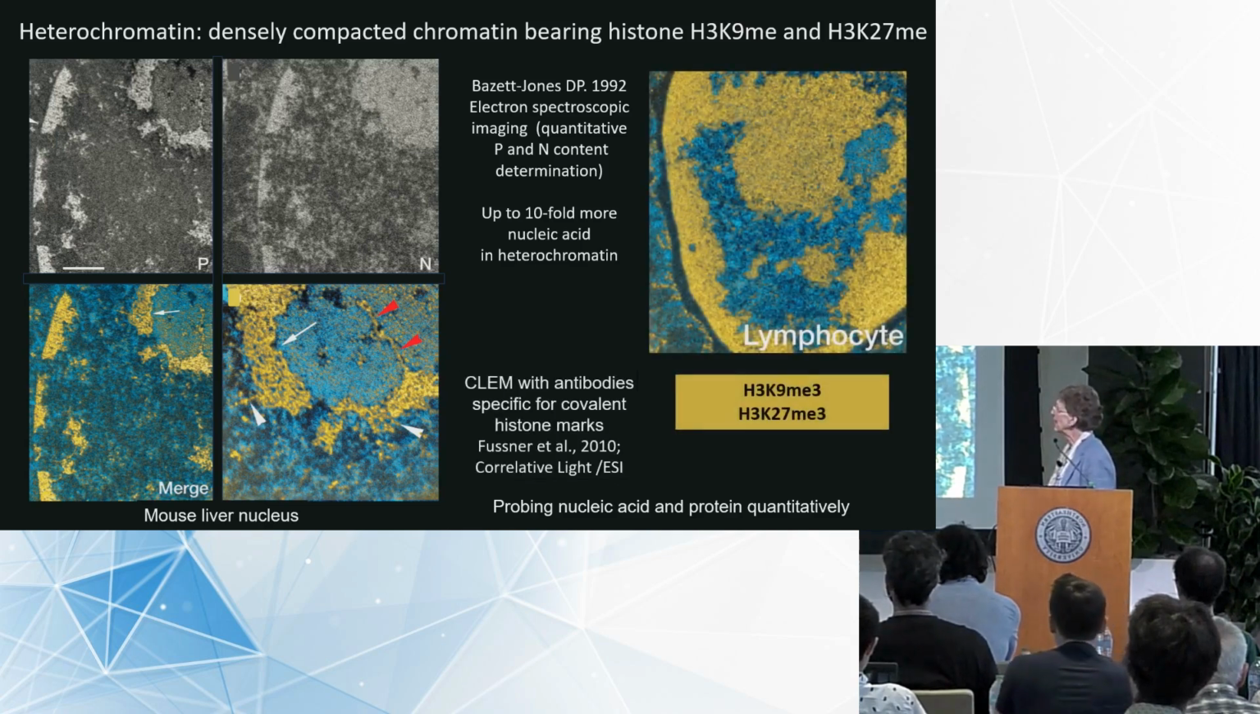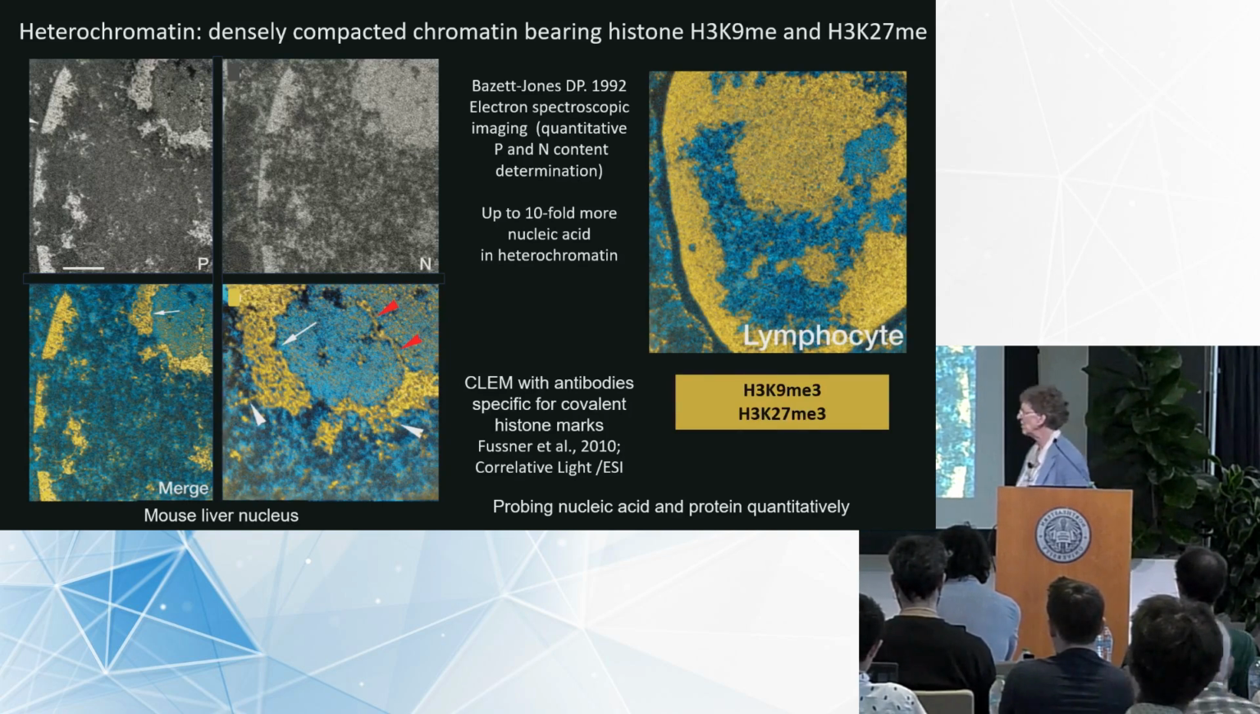Now he coupled that with CLEM, correlative light and EM, with antibodies specific for covalent histone marks. And then you could see that these yellow regions were enriched for K9-trimethyl and K27-trimethyl, representing repressive domains. So it's what everybody thought, but it gave a quantitative vision of this, and it was about tenfold more dense nucleic acid in the compacted regions than in the open regions.